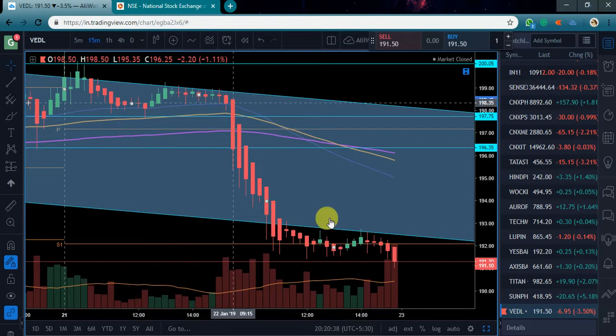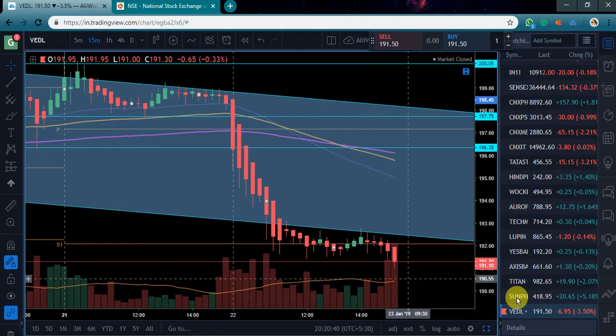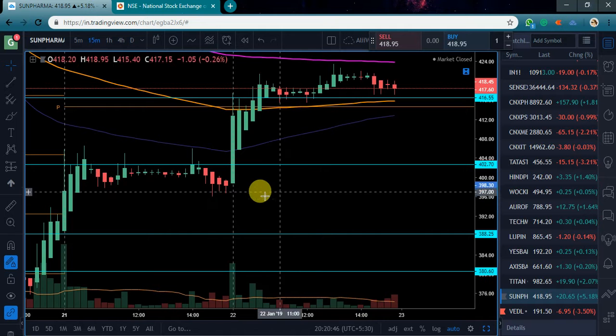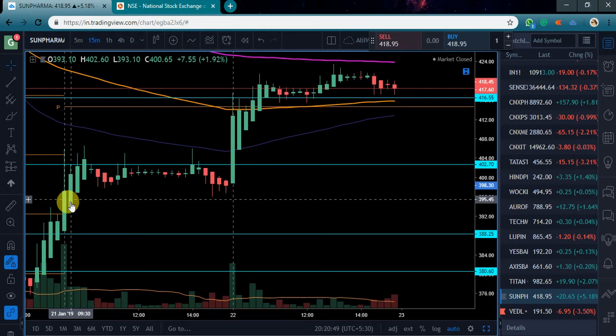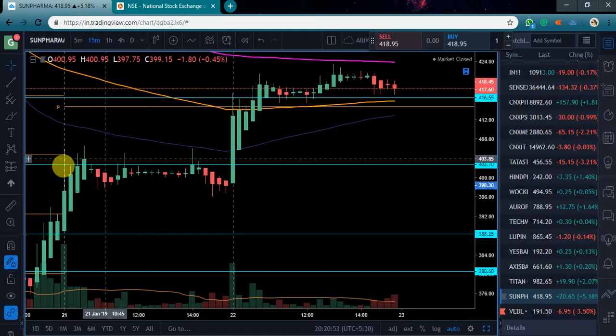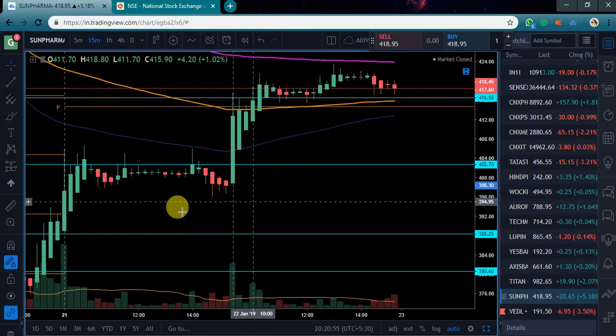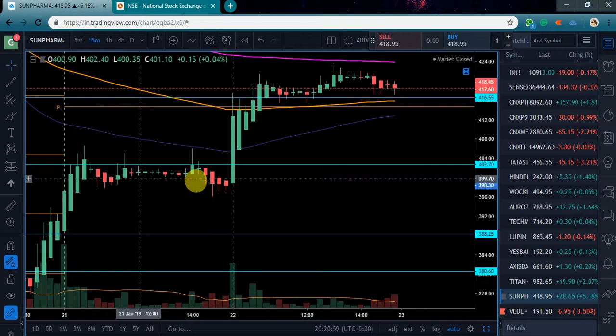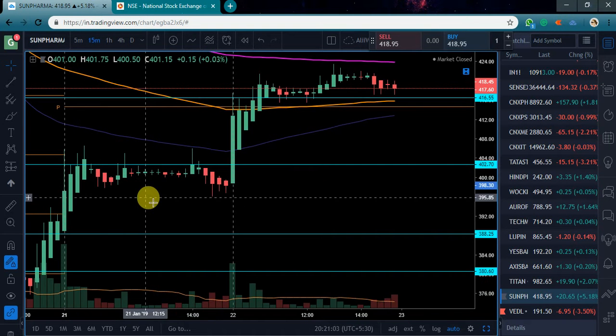So see, the wonderful fall, it was very nice, right? So let me show you. Even yesterday in Sun Pharma, where I had entered somewhere around 390, I closed at 403. And yesterday it gave a consolidation zone after going sideways lightly.